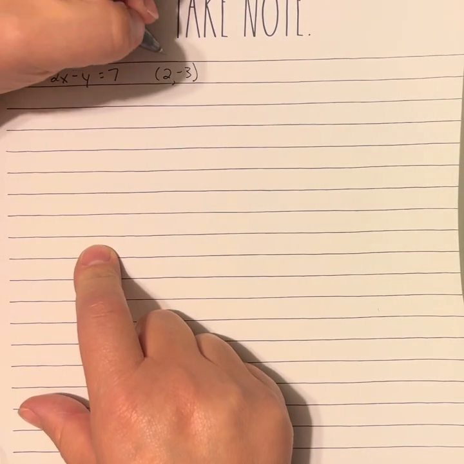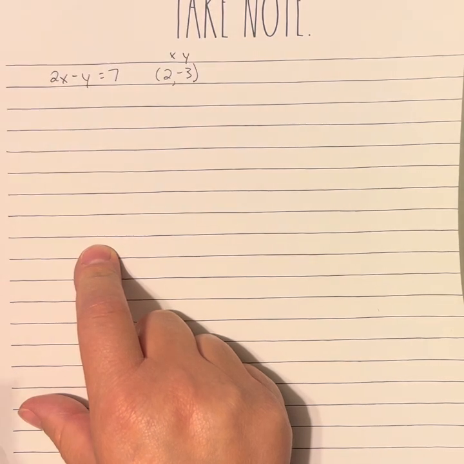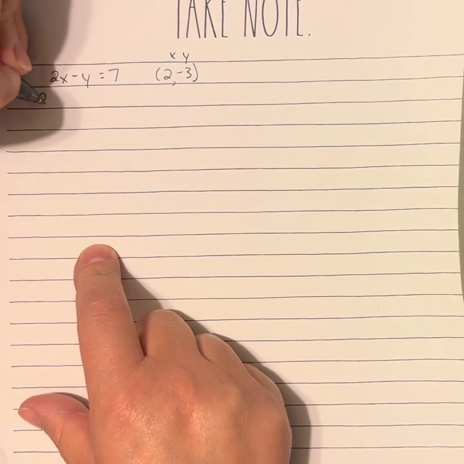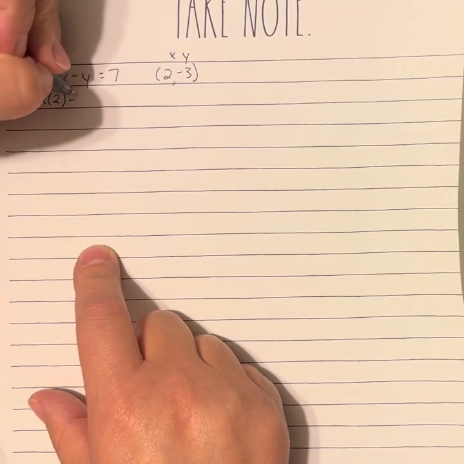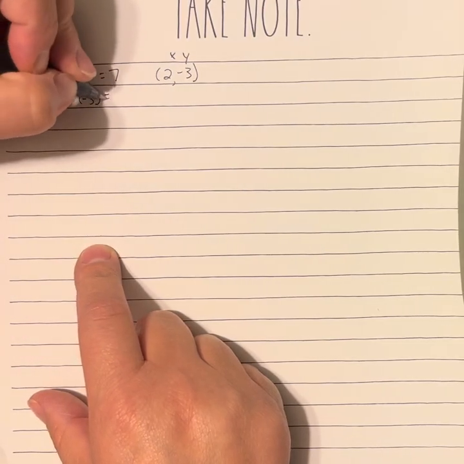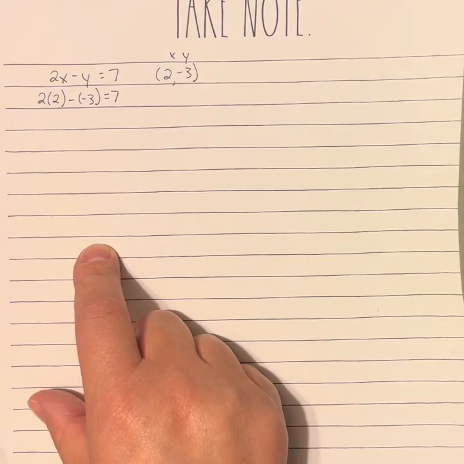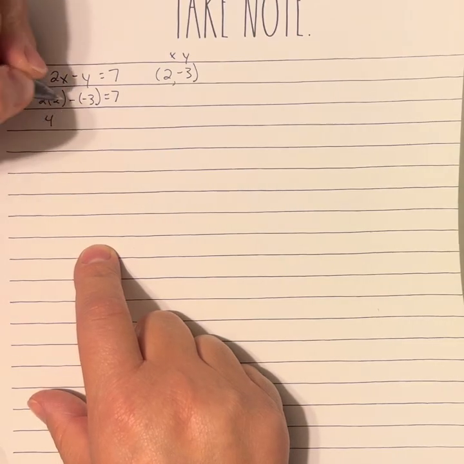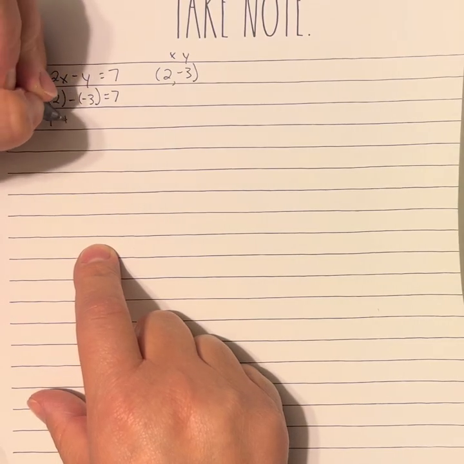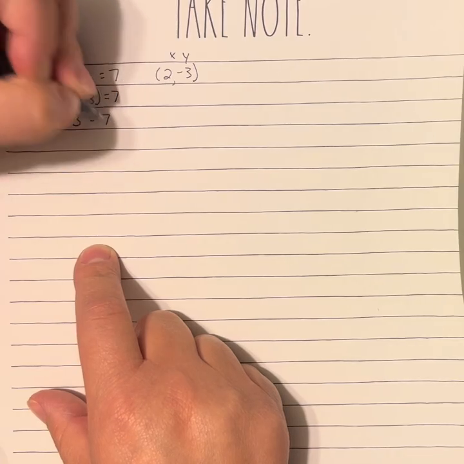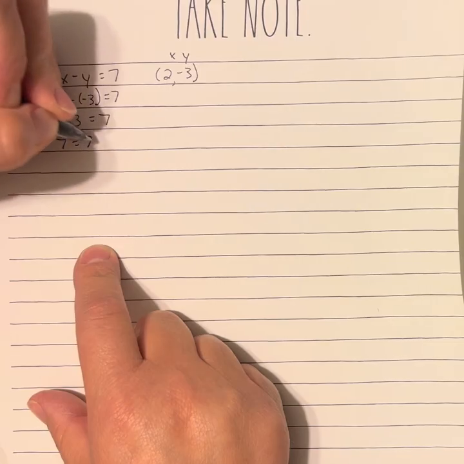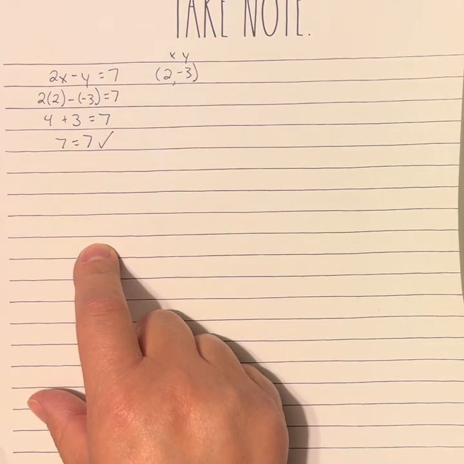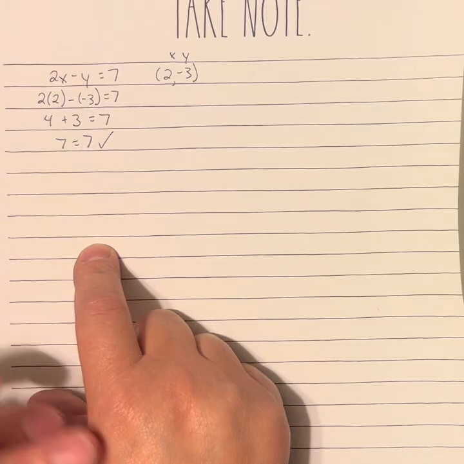So 2 is our x value, -3 is our y value, so we're going to plug those in. So we'll have 2 times 2 minus, notice this is a -3, so I'm going to put that in parentheses, equals 7. Well, 2 times 2 is 4. Subtracting a negative is the same thing as adding. And 4 plus 3 is 7, and it is true that 7 equals 7. So yes, that point is on the line 2x minus y equals 7.